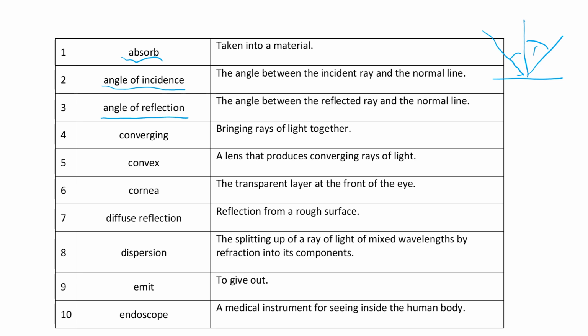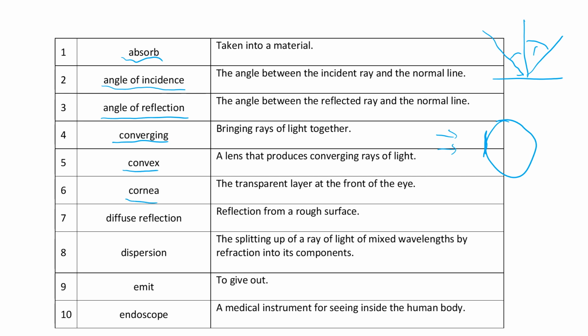Bringing rays of light together is converging. A lens that produces converging rays of light, so that is then bringing light together, is convex. The transparent layer at the front of your eye, so there's your eye, this is then the front, light goes in. That part there, the very front, is your cornea.